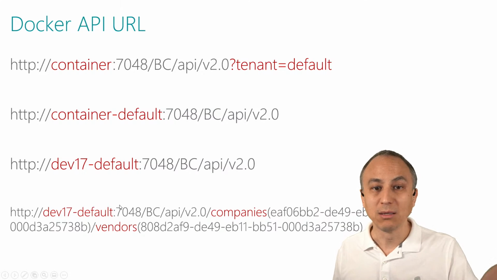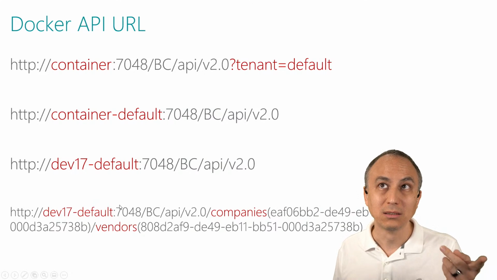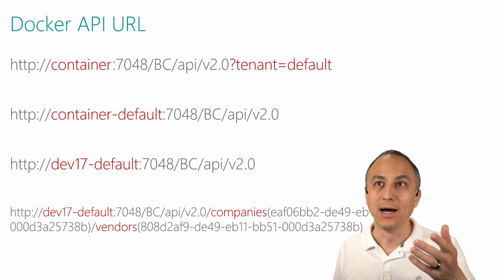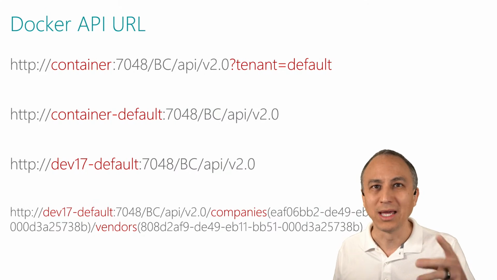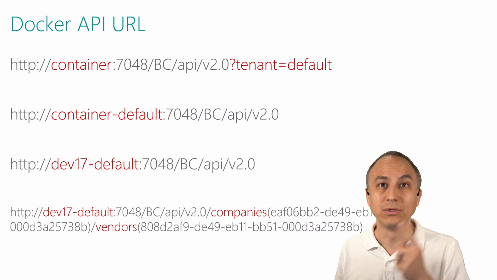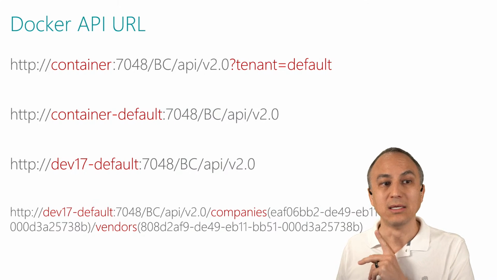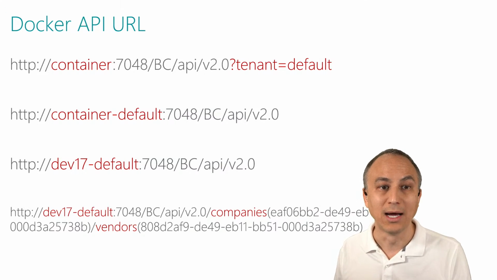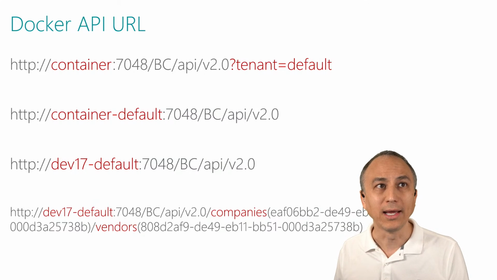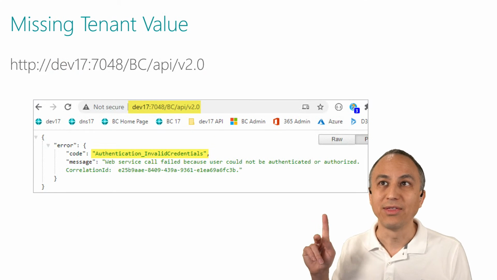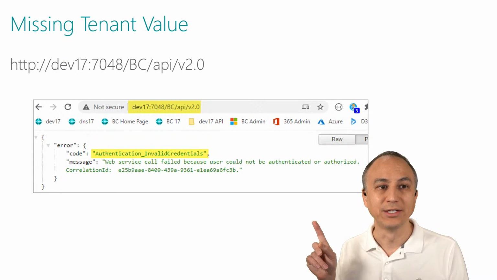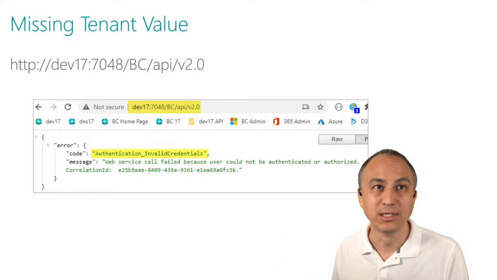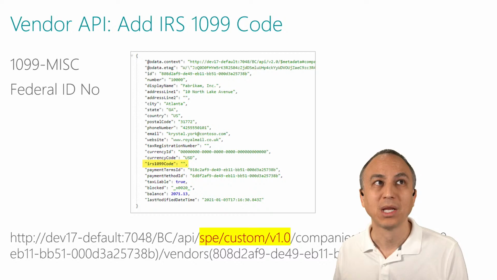So just remember that. Someone on Twitter saw my last live stream, I believe, and they said that's why it's not working. They also got stuck in the trap. You'll get some type of authentication error if you don't specify the default tenant with your API URL. Okay, and there it is. Authentication invalid credentials. So if you do run into that, just remember that you need to specify default somewhere.